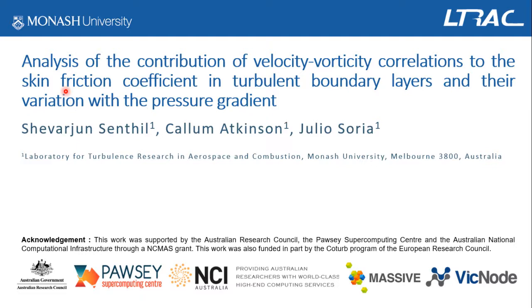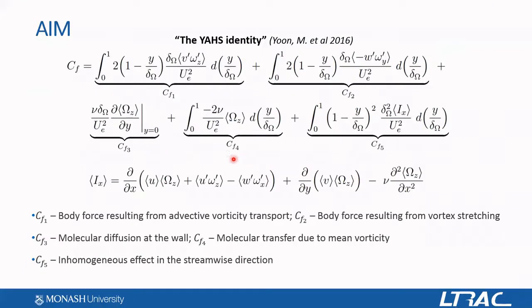This talk is about the contribution of velocity-vorticity correlations to the skin friction coefficient in turbulent boundary layers and their variation with the pressure gradient. In order to compute the contribution of the velocity-vorticity correlation, the skin friction decomposition introduced in Yoon et al. is used, which is referred to as the YHS identity in this talk after the authors.